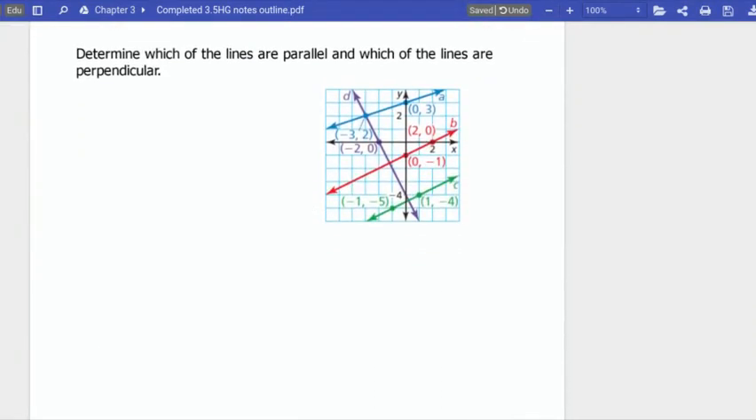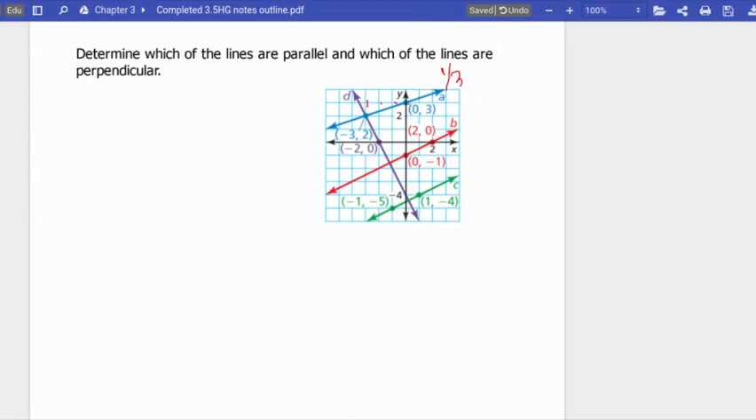So let's use these concepts to figure out if lines are parallel, perpendicular, or maybe neither. So in this example, we need to decide which of these lines are parallel and which are perpendicular. So first thing we need to do is find the slope of each line. Since they're already graphed, we can just count the rise over run. So if we're looking at the blue line, it already has some dots marked for us, so we can just see it's a rise of 1 and then a run of 1, 2, 3. So the slope of this line would be a positive 1 over 3.